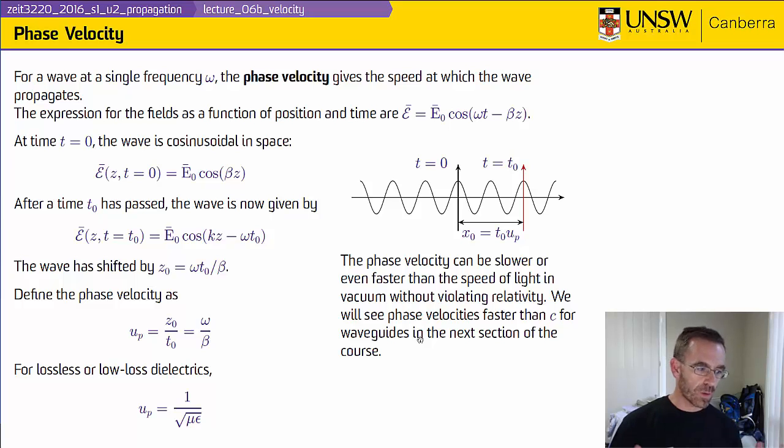A concept that I want you to be exposed to, we're going to see this come in a little bit later on in the waveguiding section, is that phase velocity can be slower than the speed of light, which you're probably quite comfortable with, but phase velocity can actually be faster than the speed of light, and that doesn't violate relativity. We will see phase velocities faster than c for rectangular and circular waveguides in the next section of the course, and we'll talk a little bit about what that means when we talk about group velocity.